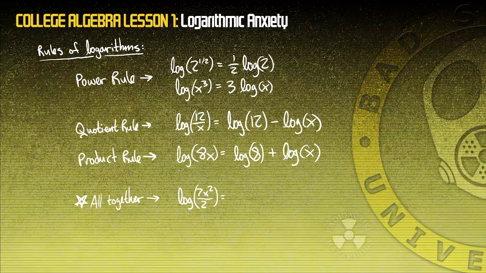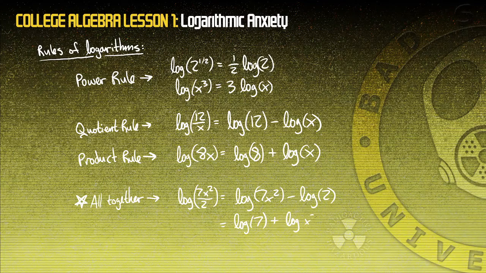So putting it all together, if we had log of 7x squared over 2, I'm just going to use the quotient rule first. So that equals log of 7x squared minus the log of 2. And then we can split that first logarithm up into log of 7 plus log of x squared minus log 2. And then that gives log 7 plus 2 times log x minus log 2.